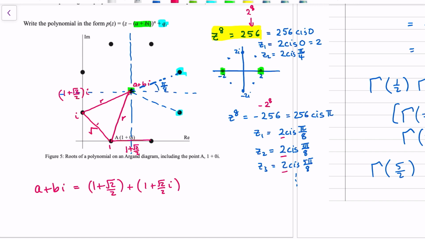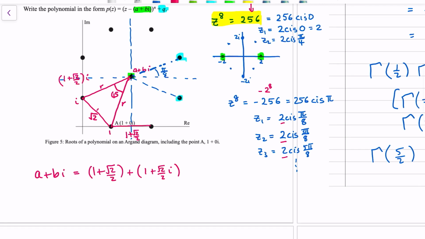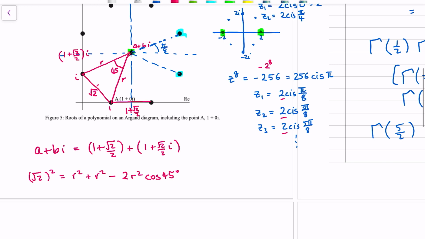This length was root 2. Let's call this theta. Oh, no we don't. Let's call it 45 degrees because it is. Use the cosine rule. Root 2 squared equals r squared plus r squared minus 2 times r squared cos 45. Root 2 squared is 2. We've got 2r squared times 1 minus cos 45, which is 1 over root 2.